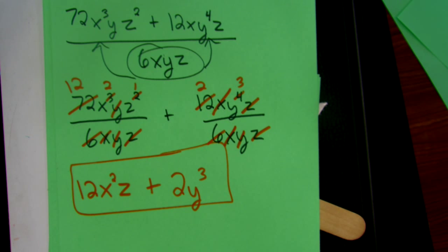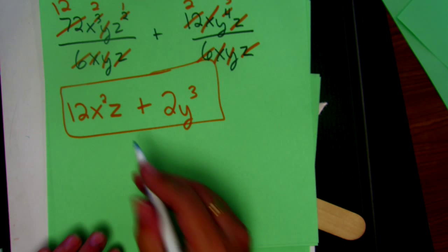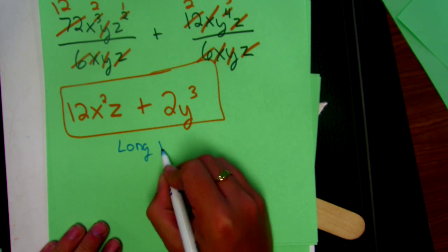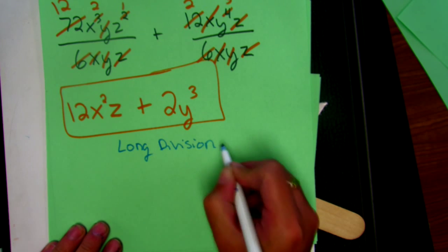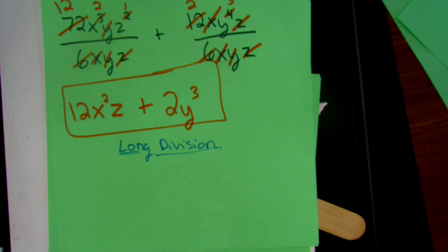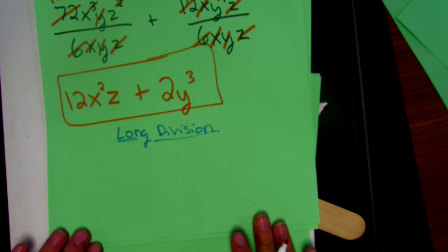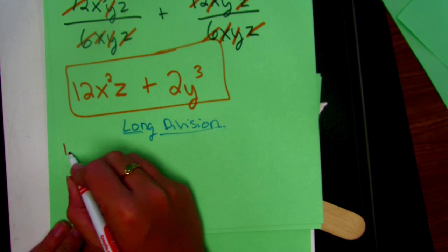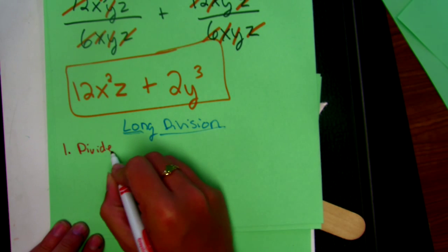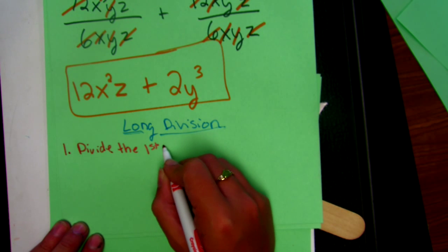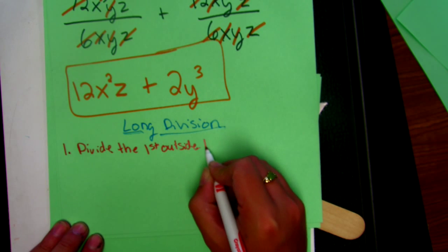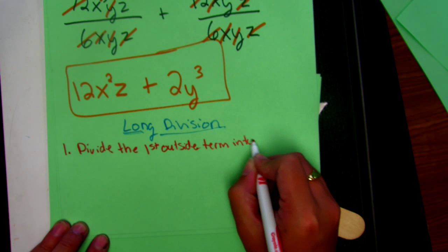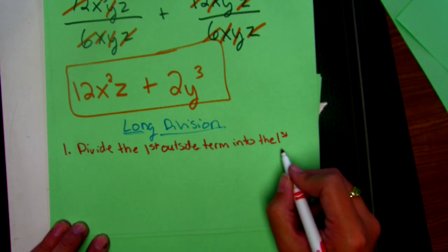All right, now we're going to look at the steps for long division. So the steps for long division are the steps that you learned when you learned how to do long division, except for now we're going to apply that to polynomials, but it's the same process. Step one, you're going to divide the first outside term into the first inside term.